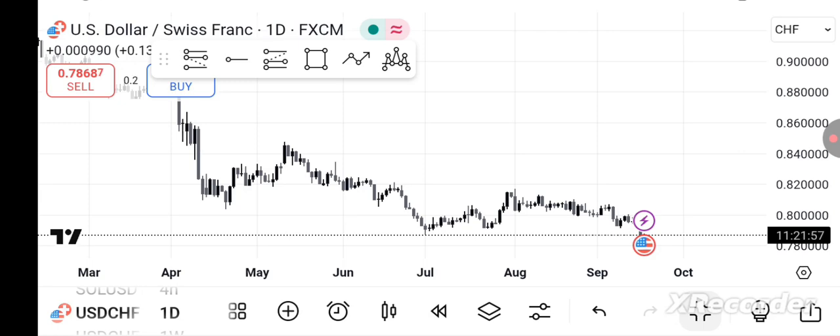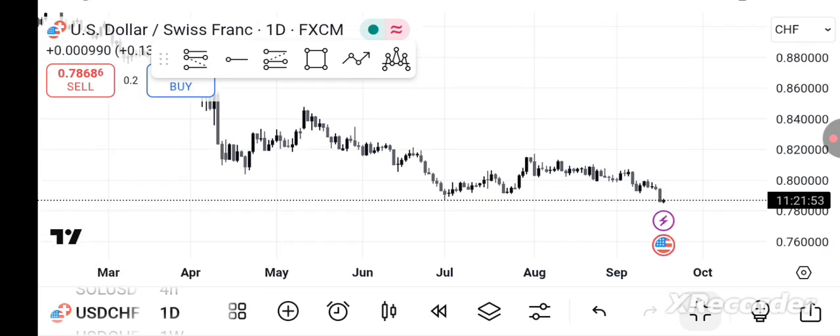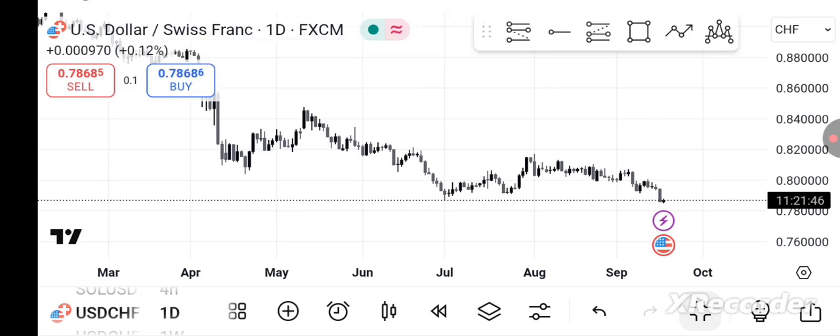If you want to mark your support and resistance levels, as you all know, a support level is for a demand zone, that is a zone that you are targeting to buy. Note that down. While a resistance level is for a supply zone, that is a zone that you are targeting to sell. That's the very simple meaning.